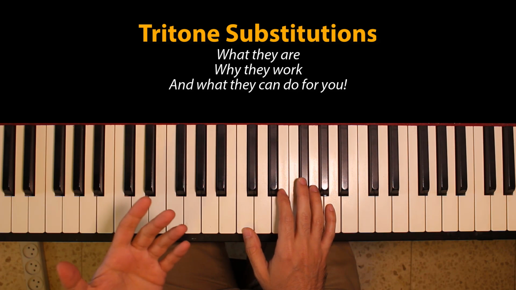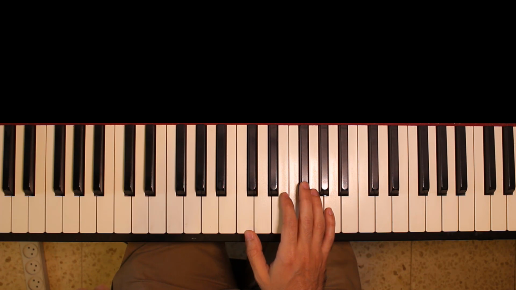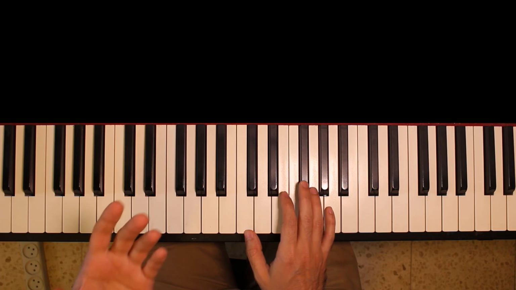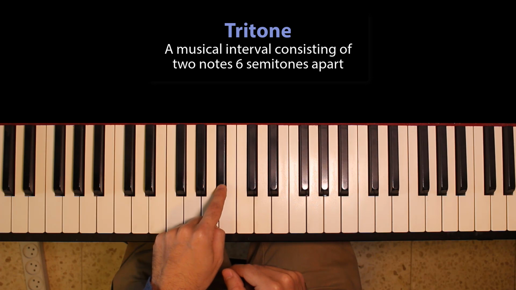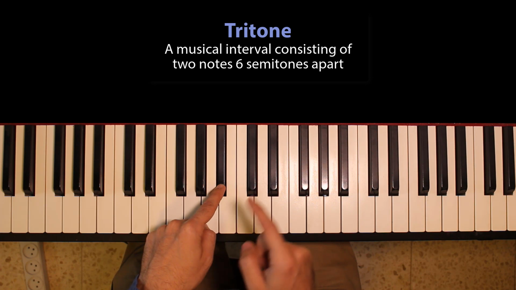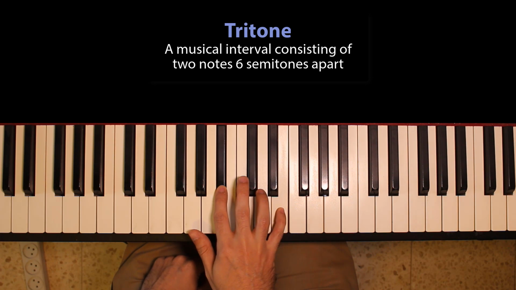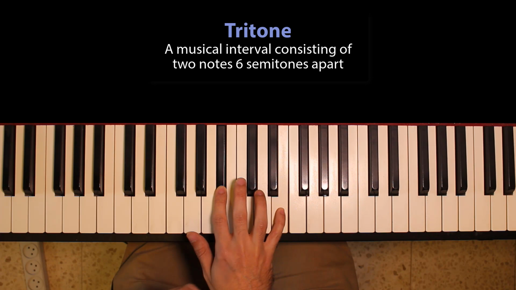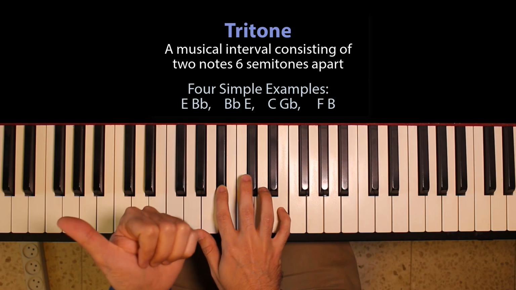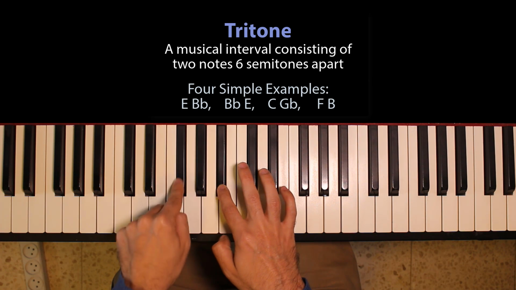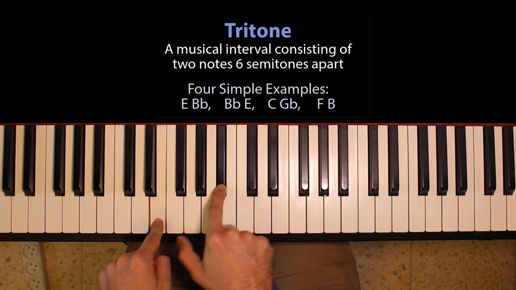So a tritone is a musical interval in which there are two notes, and they're a tritone apart, which is basically just 6 semitones. So pick any note, let's say B flat, and count up 6 semitones, 1, 2, 3, 4, 5, 6, and you have yourself a tritone. Now, it turns out that if you count down 6 semitones, 1, 2, 3, 4, 5, 6, you get to the same note. So you can either count up or down.